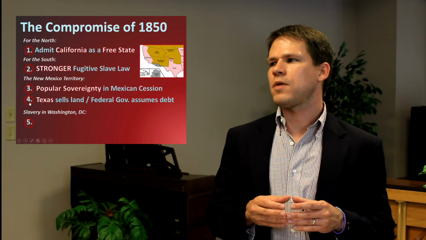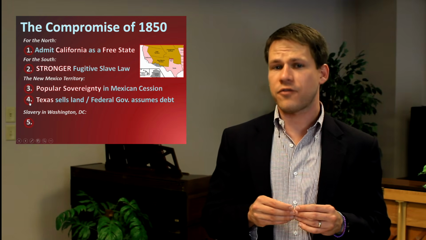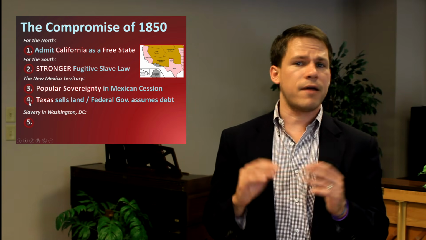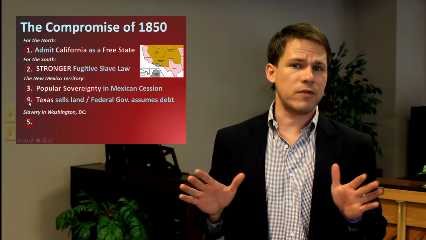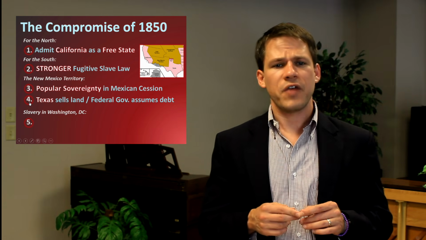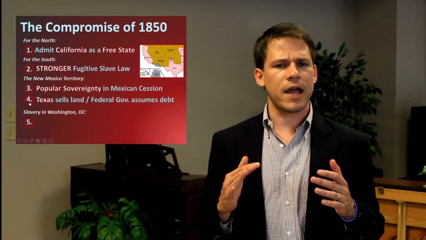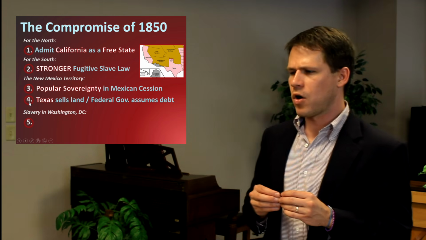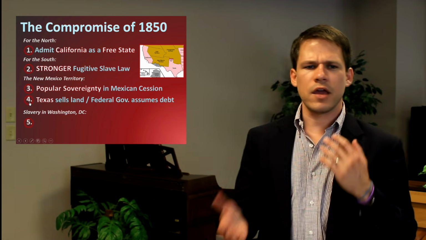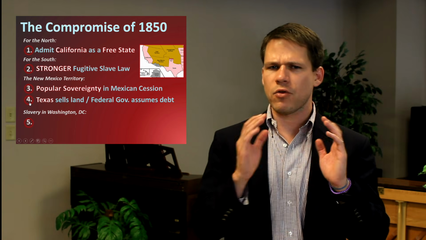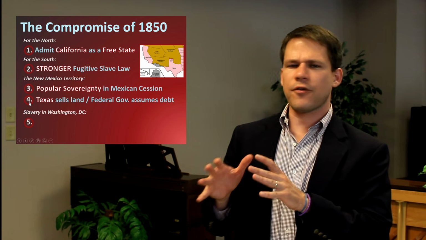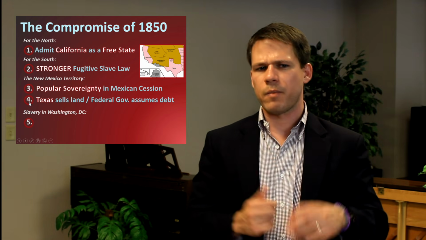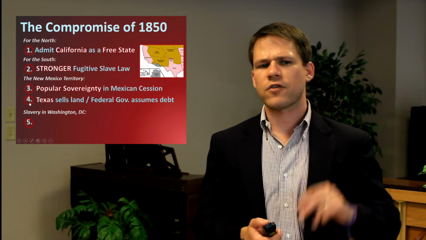And then they come to the Union and they get into a dispute with the United States, where Texas says, we have Santa Fe, and the United States says, no, you don't. That's part of the Mexican cession. Well, Texas agrees to sell that land, and the federal government will assume Texas' war debt. All right, so that's going to be the quid pro quo there. So popular sovereignty in the Mexican cession, Texas sells land and gets its war debt assumed by the federal government. So 2 things going on out west.